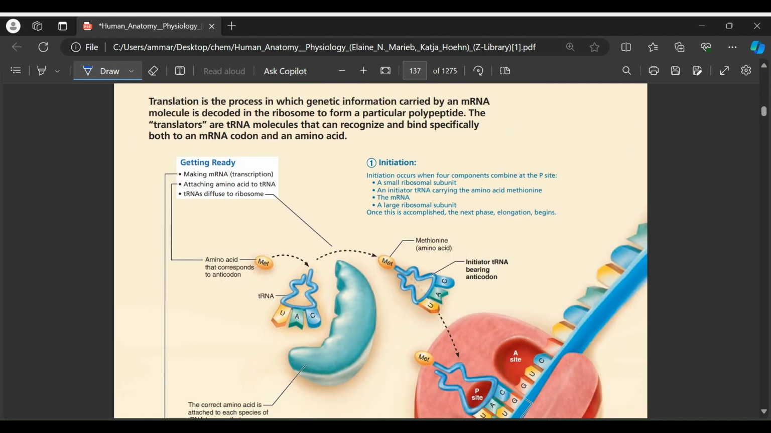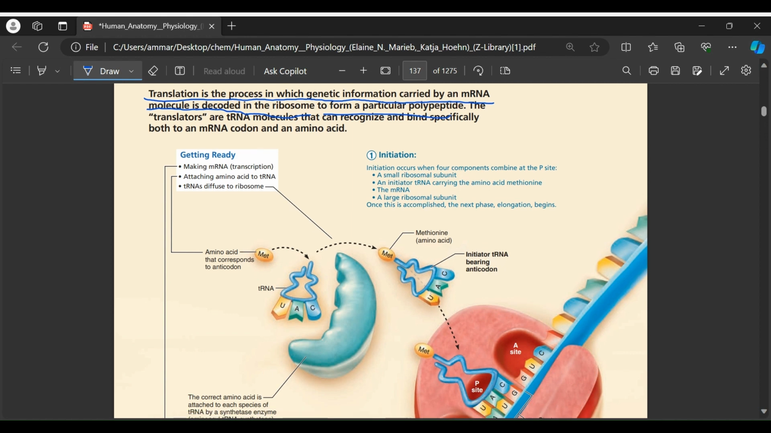So, what is translation? Translation is the process in which genetic information carried by an mRNA, the messenger RNA molecule, is decoded in the ribosome to form particular polypeptides. So, we need to understand that translation is simply translating the information that the messenger RNA sent to the cytoplasm, to the cytosol, in order for the polypeptide to be formed.